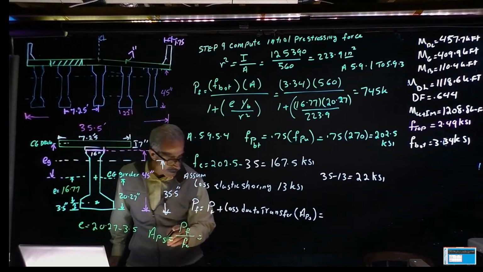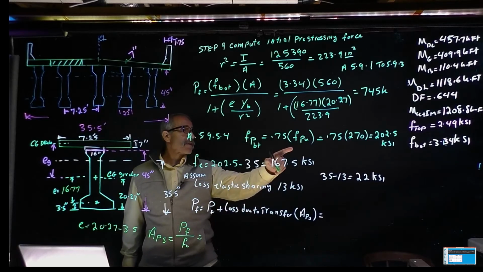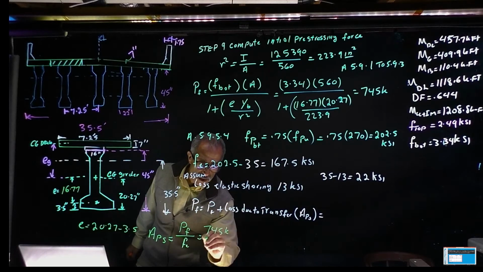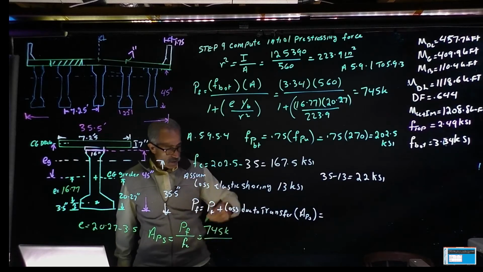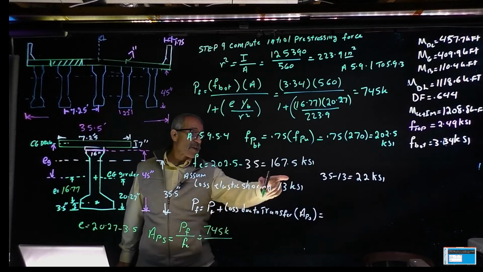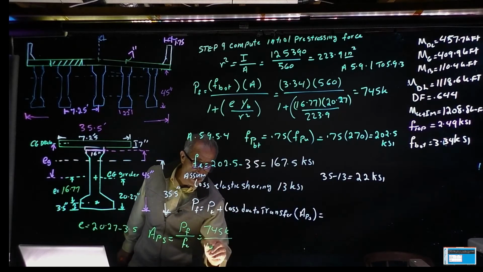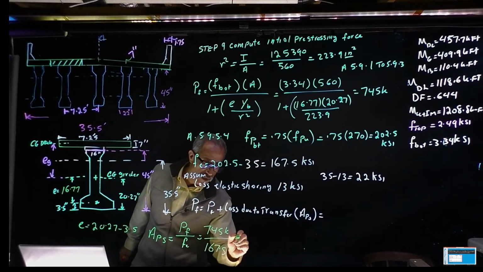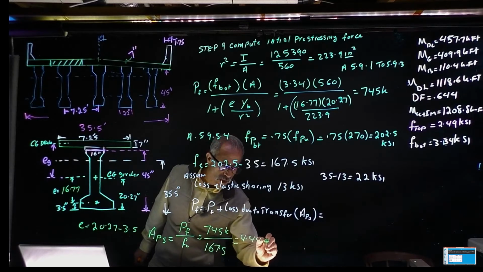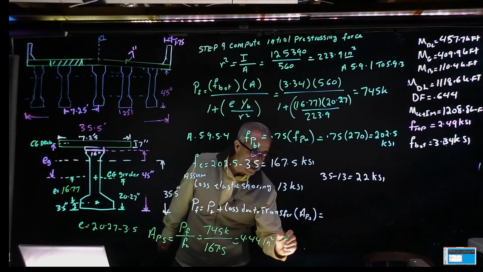So we had 745 kip divided by KSI, so the inch square comes on top, it becomes the area. And we said the loss, everything came out to 167.5, 167.5. So my area comes out to 4.44 inch square. Now that's going to come in right here.